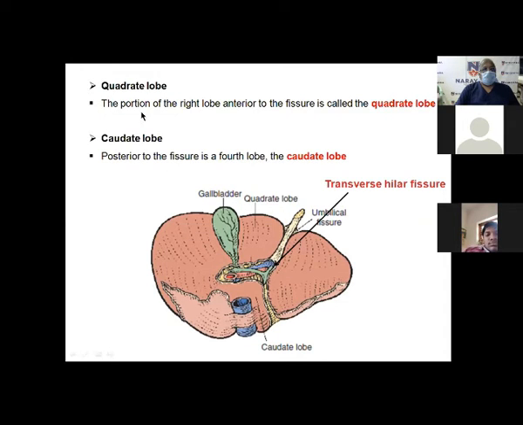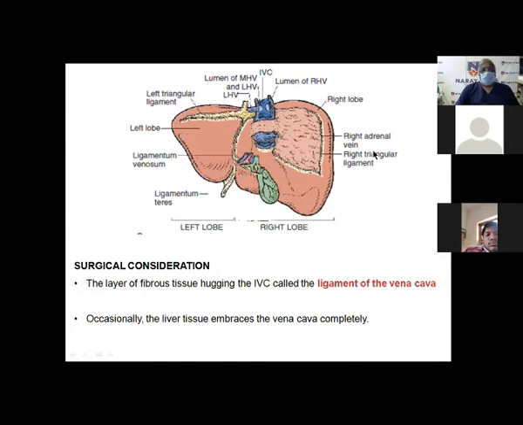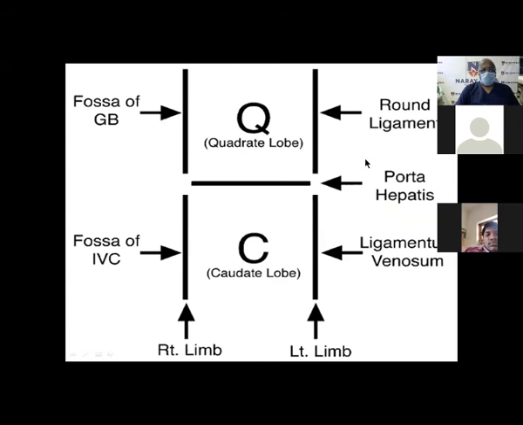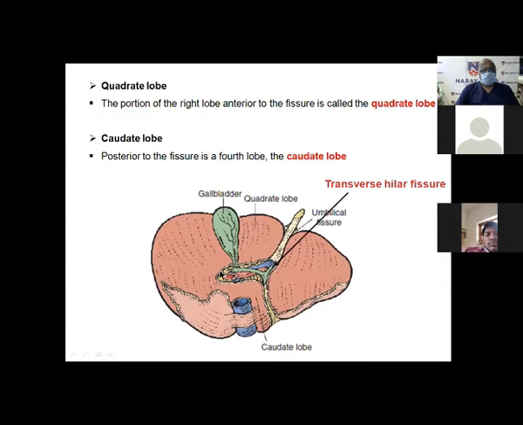Quadrate lobe is the portion of the left lobe anterior to the porta hepatis. So if you carefully see, this is the transverse fissure. It is nothing but the porta hepatis. This is the gallbladder. This is the umbilical fissure. This is the transverse fissure. This is called the quadrate lobe of the liver, otherwise known as segment 4.